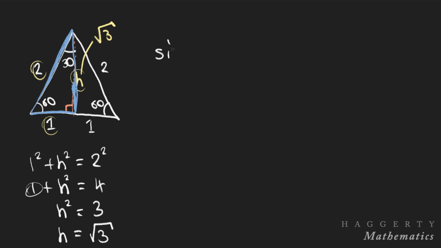Let's start with sine of 60. Sine of 60. Well, by definition, sine of the angle is the opposite divided by the hypotenuse. What is the opposite to the 60 degrees here? Well, it's just my height, which is root 3. So root 3 is the opposite. And then you want to divide that by, well, the hypotenuse, right? Opposite over hypotenuse. So the hypotenuse here is 2. So sine of 60 is just root 3 over 2.